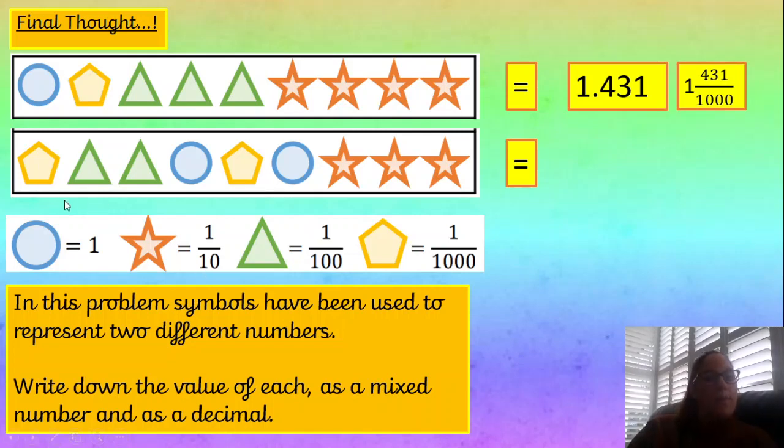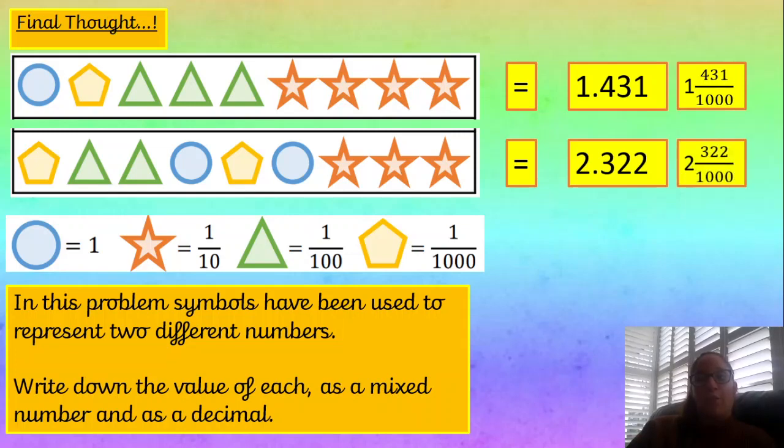Our second number, we've got 2 wholes, we've got 3 tenths, 2 hundredths and 2 thousandths, which means our answer is 2.322 or 2 and 322 thousandths.